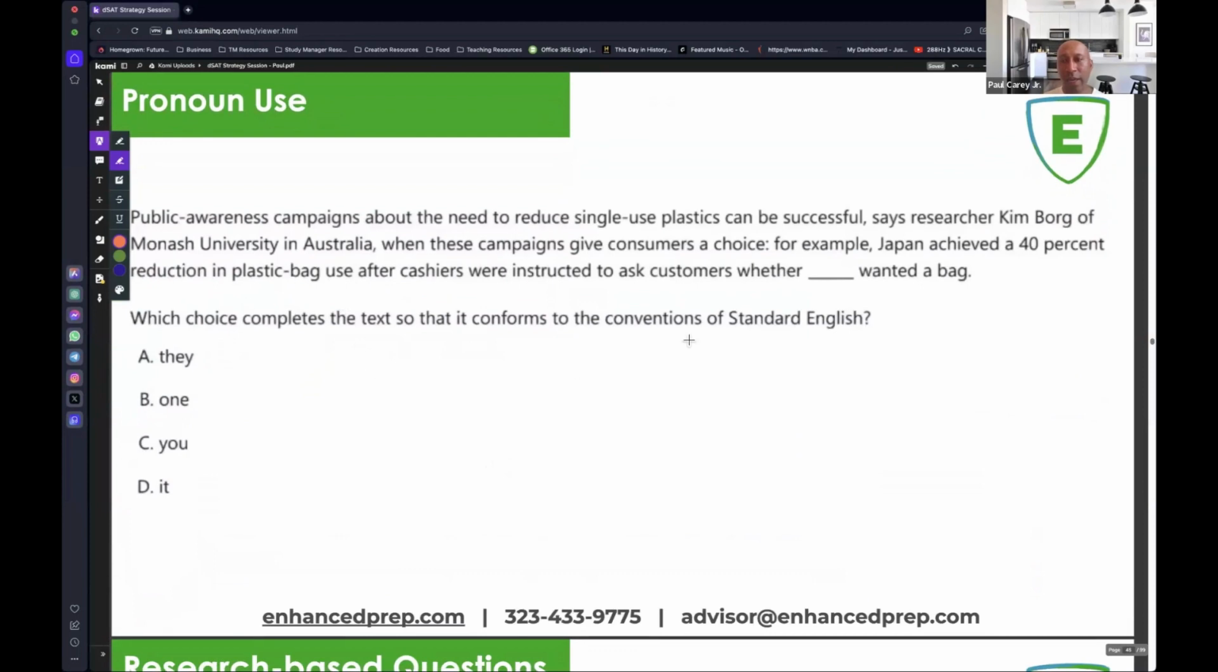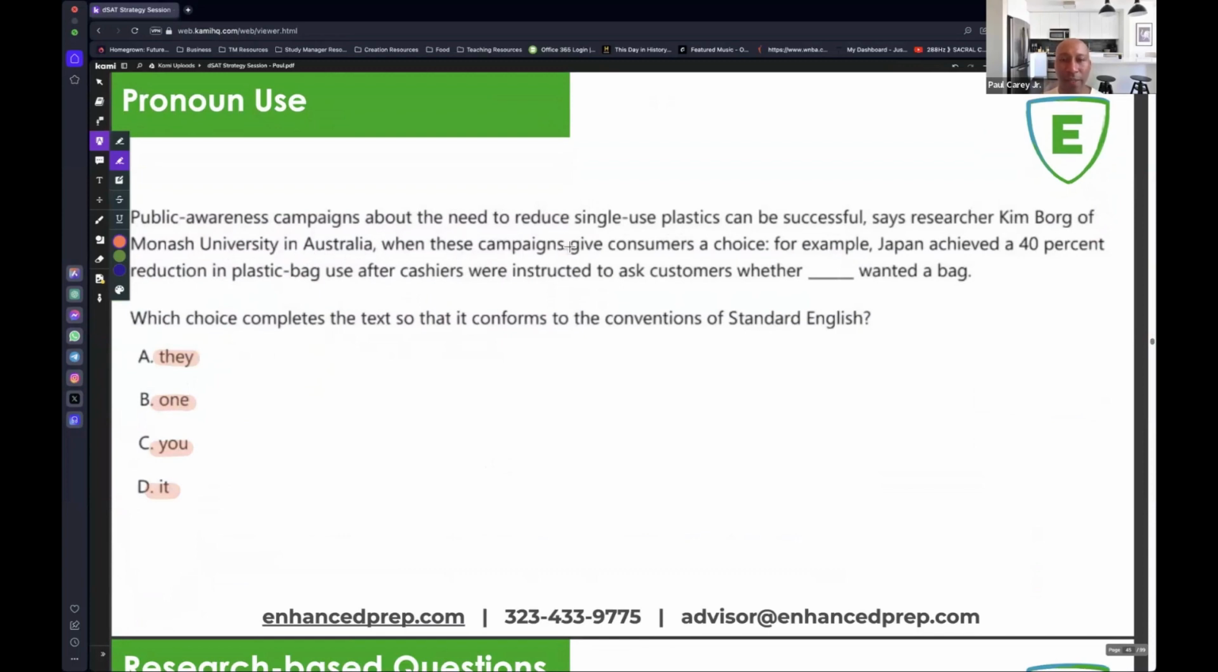So again, I'll just show you the beginning part of this one. Remember, we're trying to figure out what our subject is, because we see that the answer choices are pronouns. So we know that we need to find out what the subject is. If we look at this sentence: "Public awareness campaigns about the need to reduce single-use plastics can be successful," says researcher Kim Borg of this university.